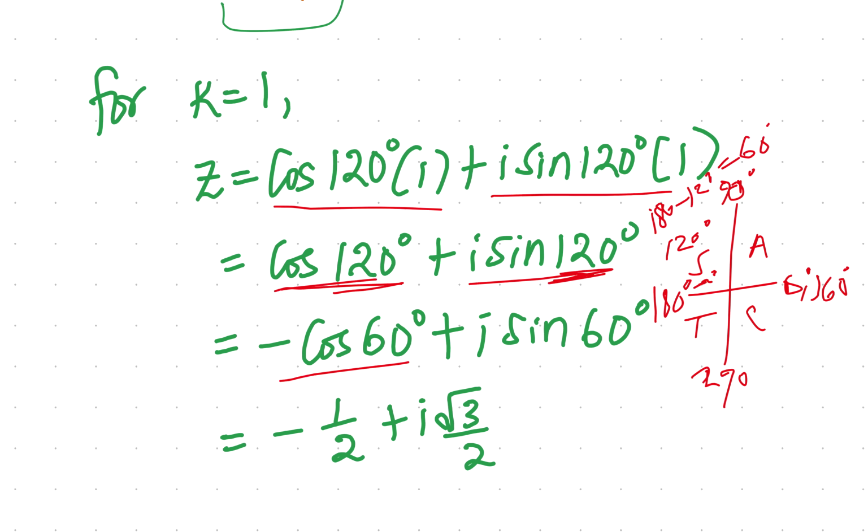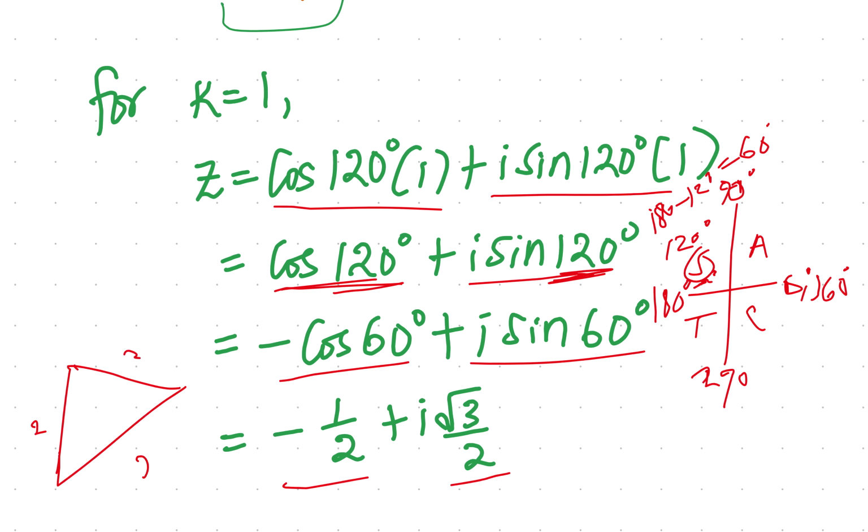And of course, we know cos 60 degrees is 1 over 2. Of course, this minus is there. And sine 60 degrees is root 3 over 2. So we can get this from the idea of an equilateral triangle, right? Where each side is 2, 2, 2 all the way, okay? And then all the angles are 60, 60, 60, okay?